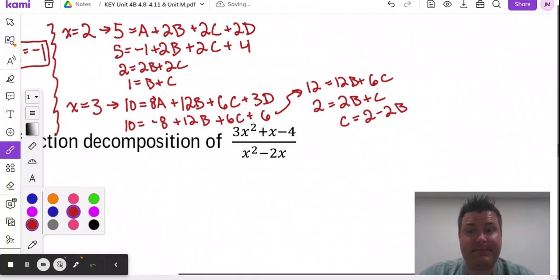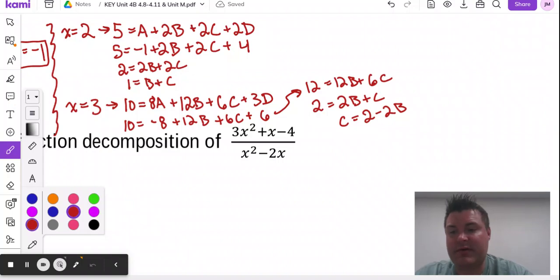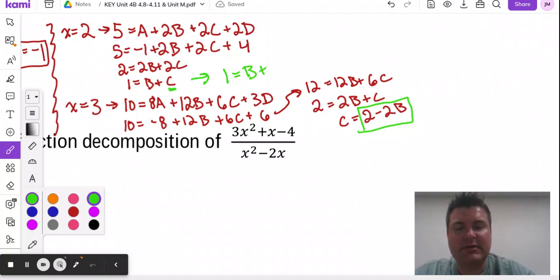Once I do that, I can come in over here, use this equation right here, and plug it in right here. And I'm going to get 1 equals b plus 2 minus 2b. So what does that give me here when I solve for this? I'm going to end up with -1 equals -b. So b is 1.